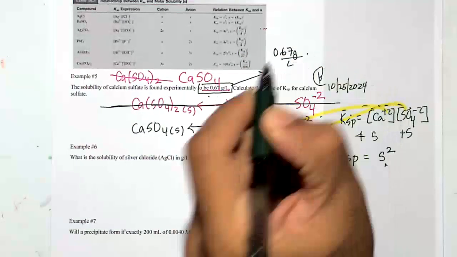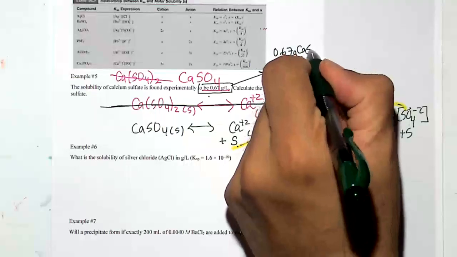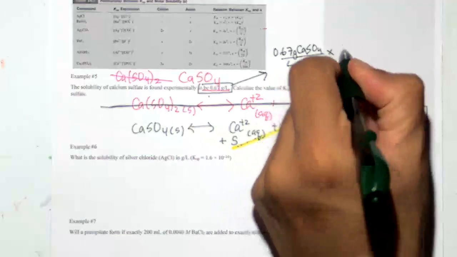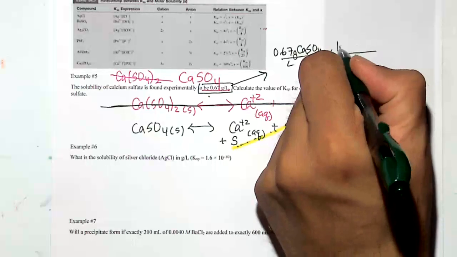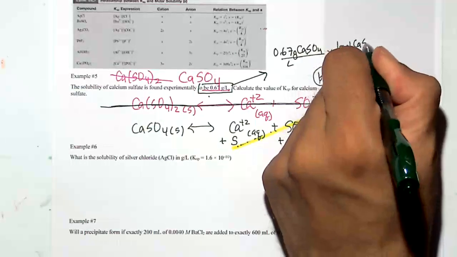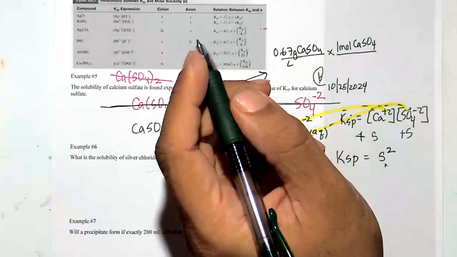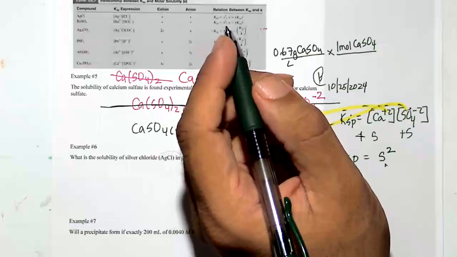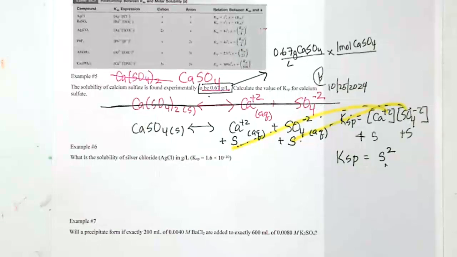So 0.67 grams over liter of calcium sulfate times 1 mole of calcium sulfate is how many grams of calcium sulfate? Get the periodic table here. Oh, perfect. Awesome, thank you so much, Asia.